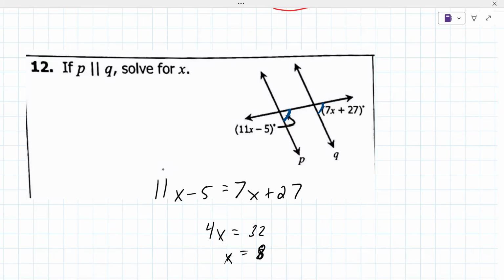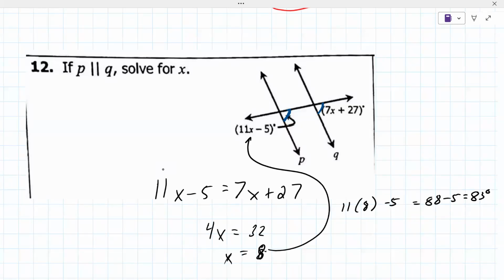All right, so once you get the x value, because we are pretty much out of time here. I got 8. Yeah, we're going to put that back in. So 11 times 8 minus 5 is 88 minus 5, which is 83 degrees. And the other one is also 83 degrees. So, all right, good job. We keep getting some good practice in.